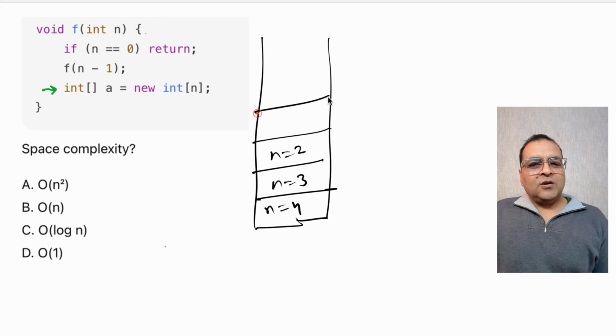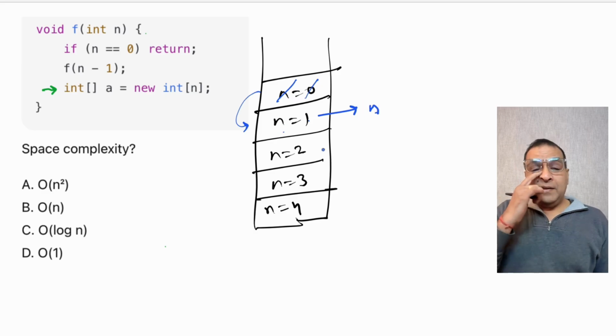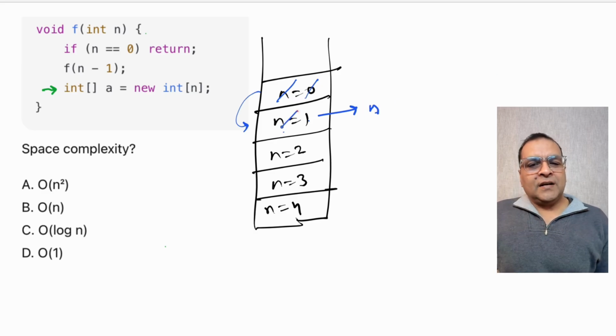Then this function also does not allocate any memory and calls the function for n equal to 1. Similarly, it calls the function for n equal to 0 without allocating any memory. Now when n is 0, this function will just return. This function returns to the function where n is 1. Now before returning, this function is allocating memory. So this function allocates n memory, and after allocating the memory, this function returns.